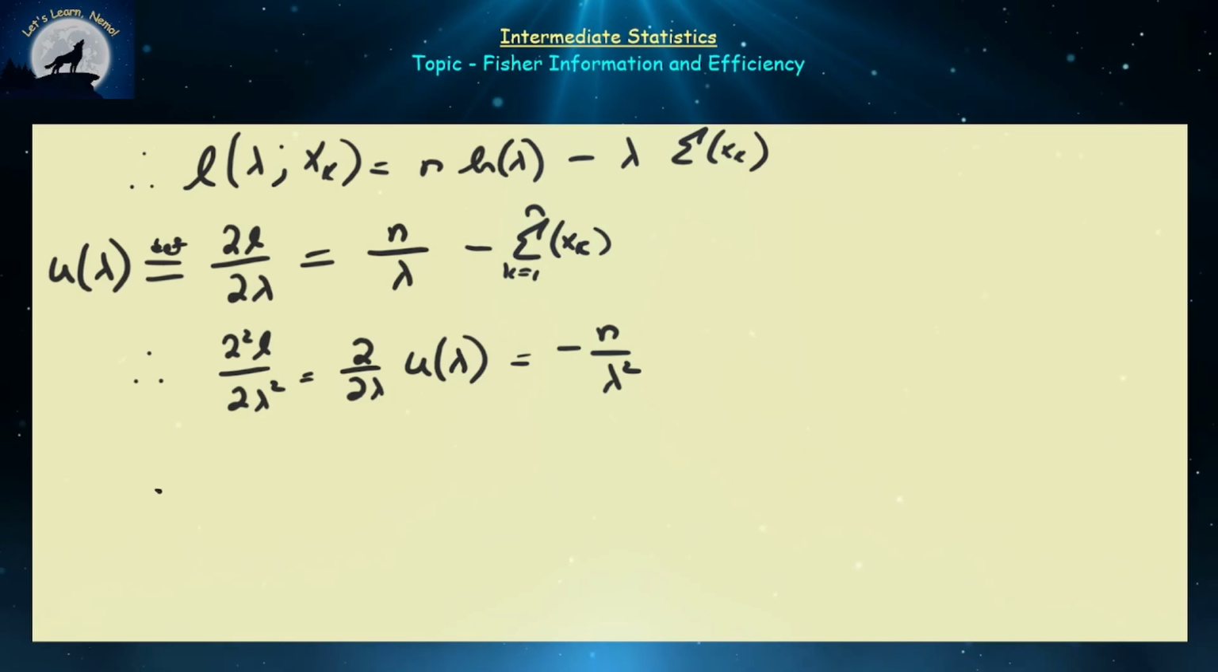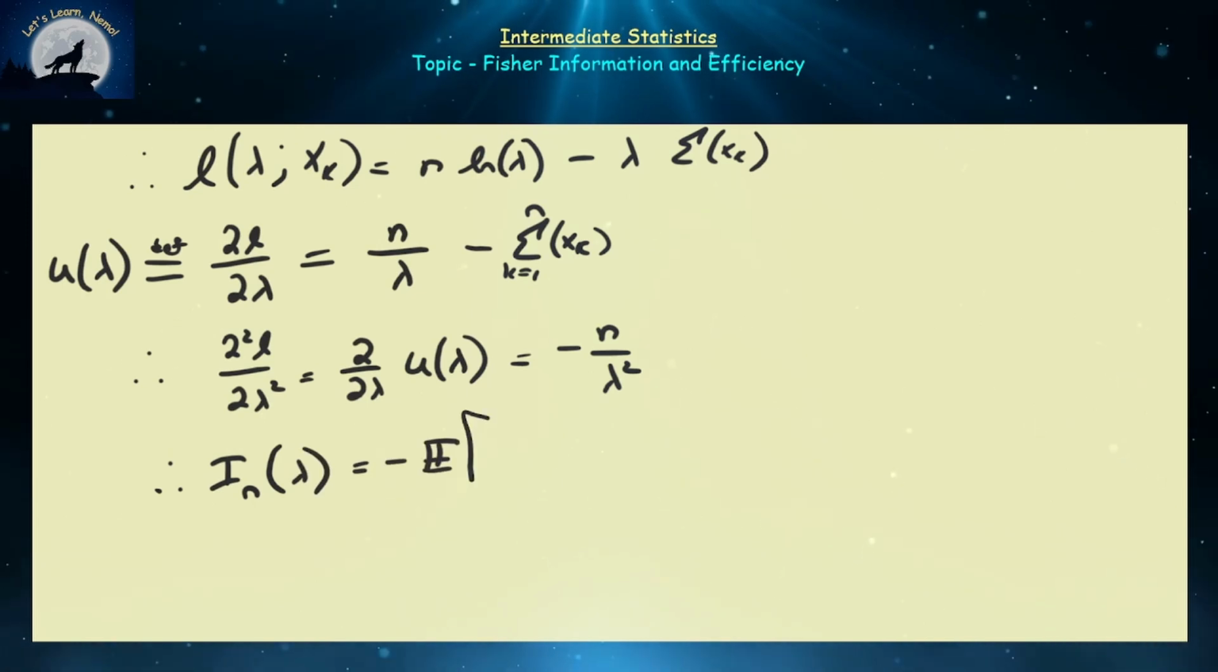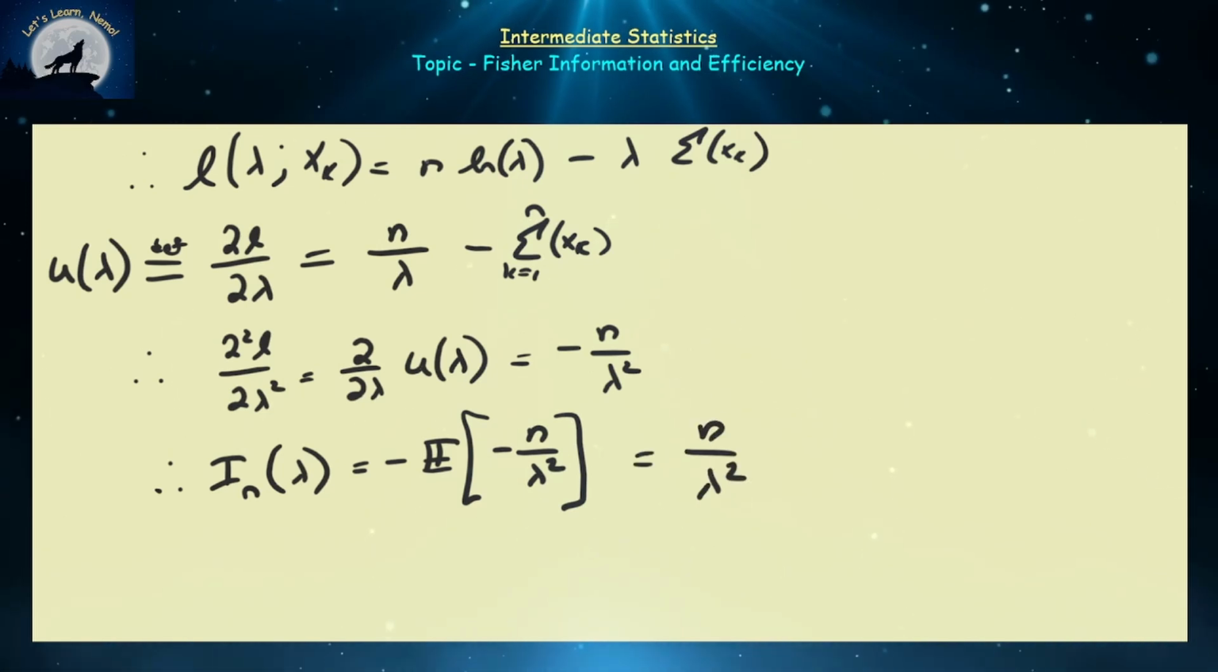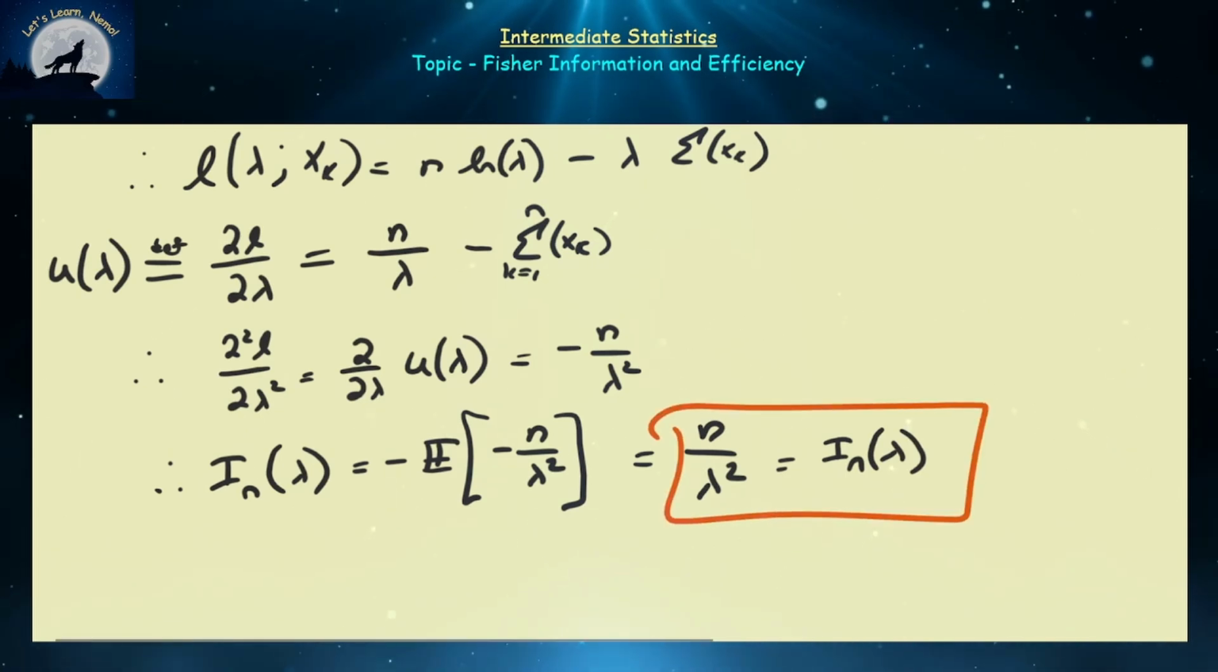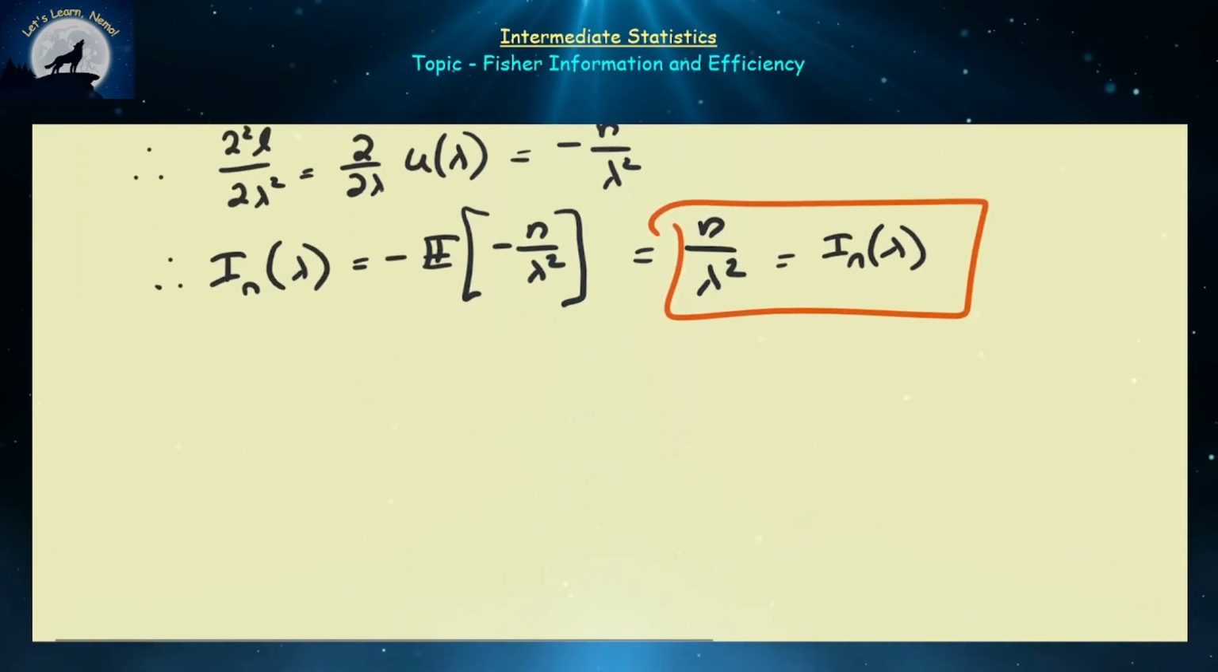So from here, the Fisher information for lambda will be equal to what? That's going to be equal to the negative expectation of the derivative of the score function with respect to lambda. So that's going to be the expectation of n over lambda squared. These are just a bunch of constants, so the expectation of a constant is just itself. So we just have n divided by lambda squared. So that's the Fisher information for lambda. Lambda is the parameter for an exponential distribution.